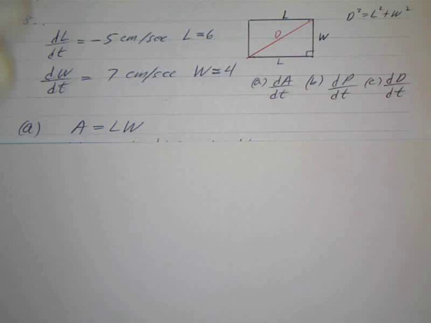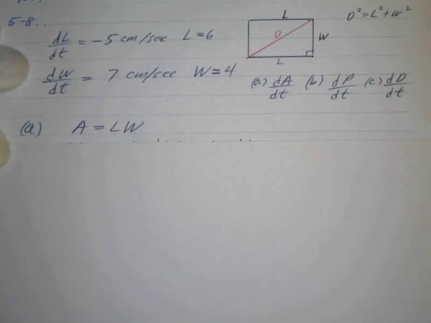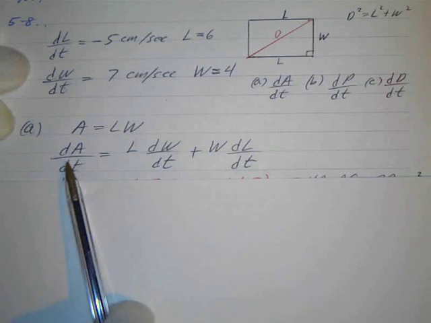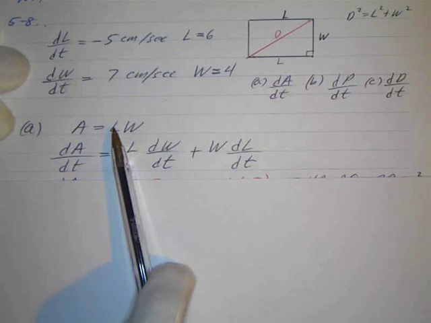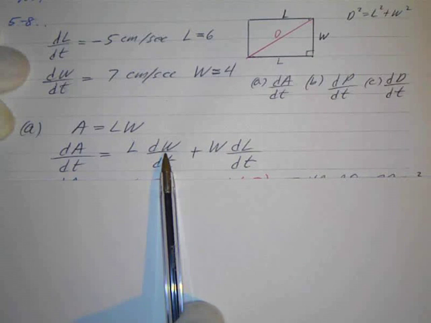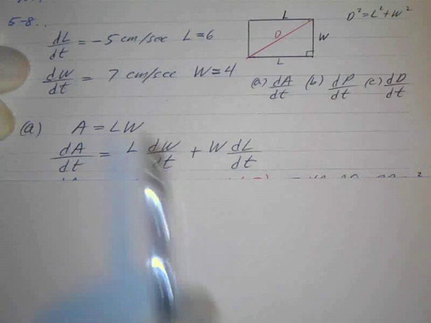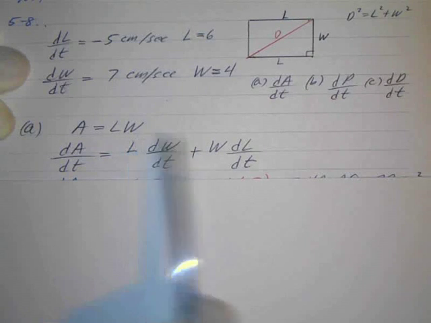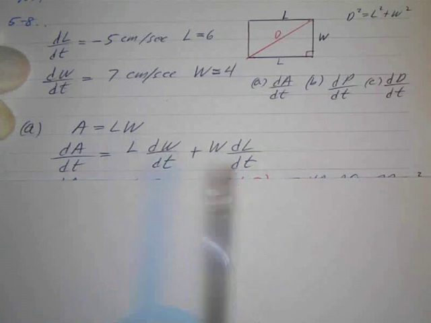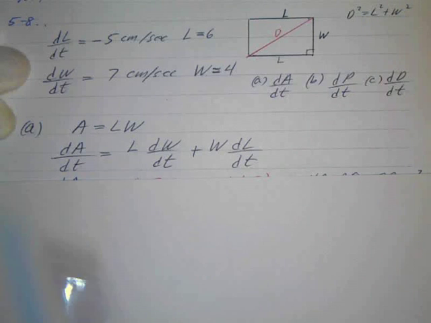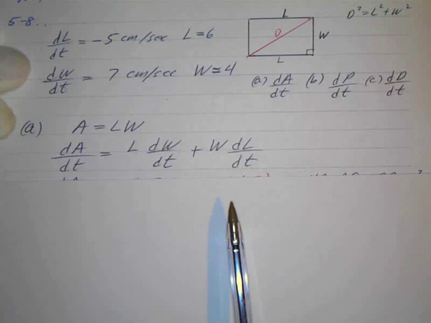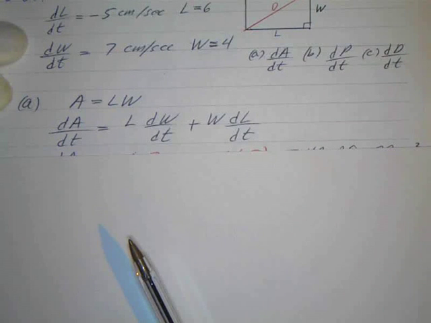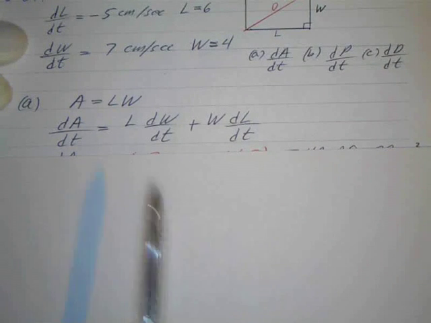length times width, but I want dA/dt, so I'll take the derivative implicitly with respect to t. So dA/dt equals, and I need to use the product rule, so the first, L, times the derivative of the second, which is dW/dt, by the chain rule as well as implicit differentiation, plus the second, which is W, times the derivative of the first, which is dL/dt. So we're using implicit differentiation, the product rule and the chain rule. And then we just substitute our data in.